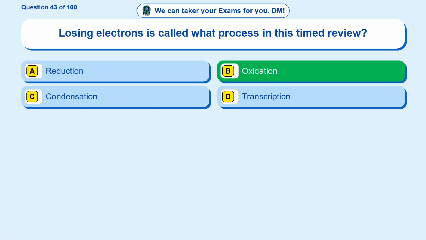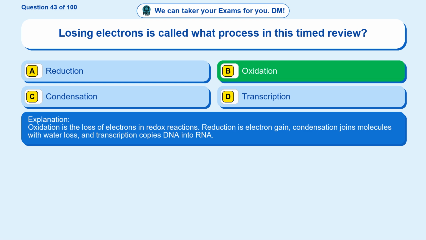The correct answer is option B. Oxidation. Oxidation is the loss of electrons in redox reactions. Reduction is electron gain, condensation joins molecules with water loss, and transcription copies DNA into RNA.